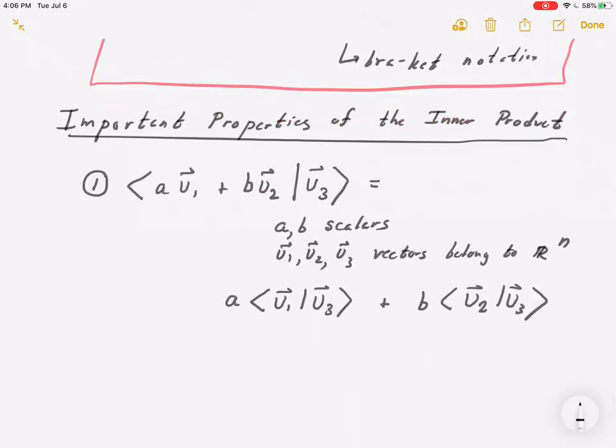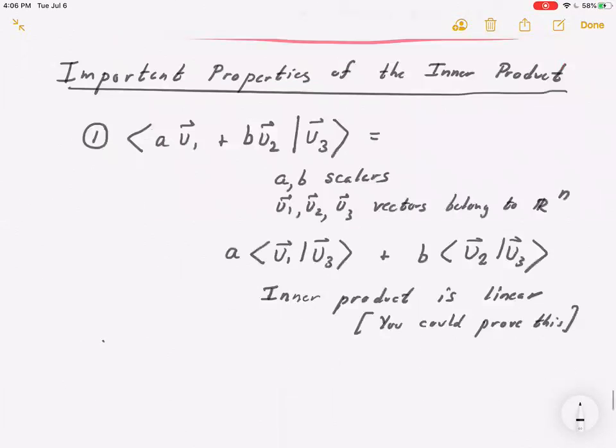If this is true for the inner product, which it is, then this inner product is linear. Now, you could actually prove this by plugging in the actual vectors. We're not going to do that, but you could prove this, and not just for vectors in 1 dimension or 2 dimensions, but vectors in n dimensions. But we'll just state it for the moment as being true.